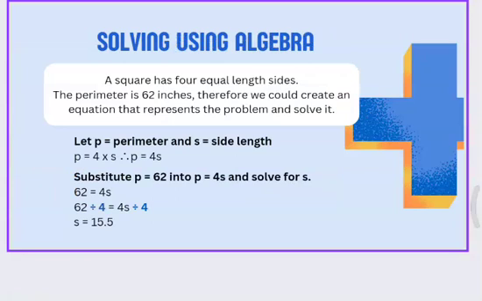62 equals 4S. Now, to solve for S, you divide both sides by 4. You divide the left-hand side and the right-hand side by 4. 62 divided by 4 equals 4S divided by 4. We have S equals 15.5. Punching your calculator, 62 divided by 4 would give you 15.5. Moving on.